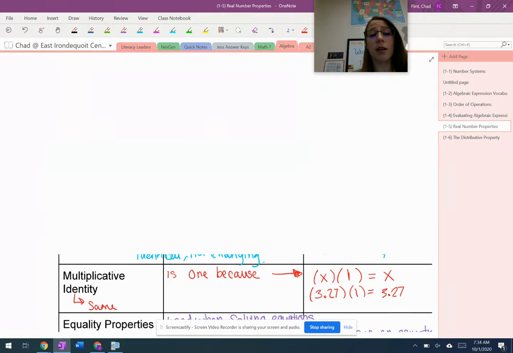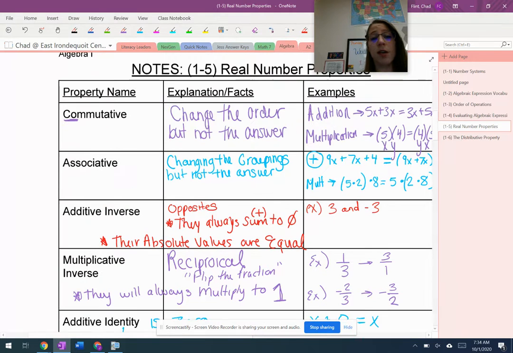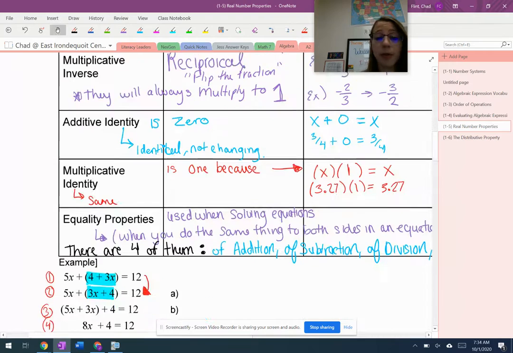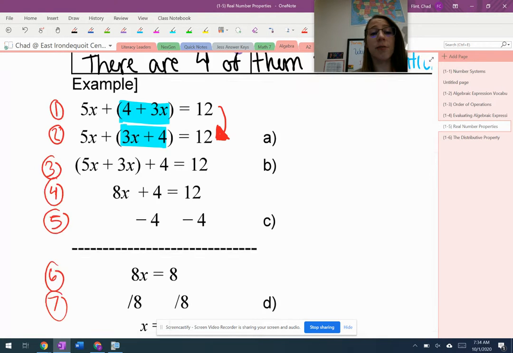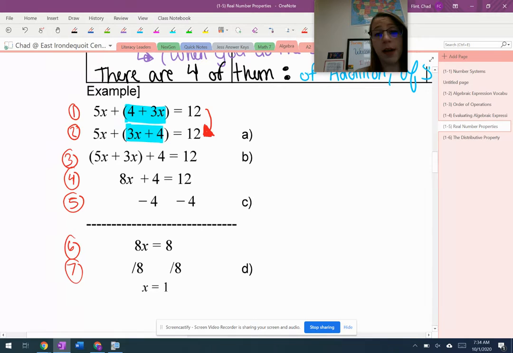Okay, let's go back. Which property talks about switching the order? Oh, commutative, changing the order. So that property that's happening in that first step there, or what I'm going to fill in for A, is the commutative property.